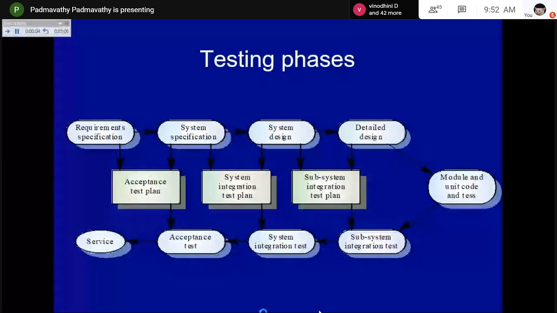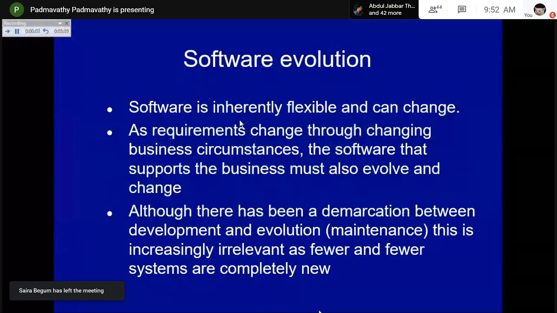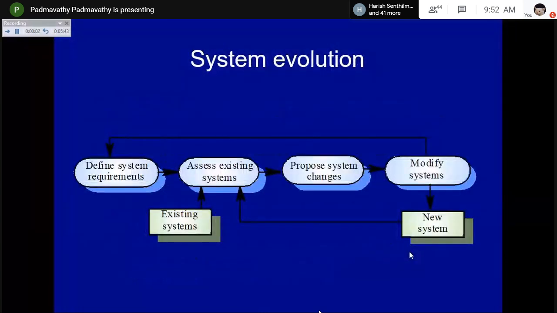After this, finally it is software evolution. The software is always flexible and can change as the requirements change from the customer side, due to their business circumstances also. So the software that supports the business must be able to evolve itself. Evolve is change. So there is always software evolution, and maintenance people should take care of this. So these are the different stages of your project development. This you can just use for reference.